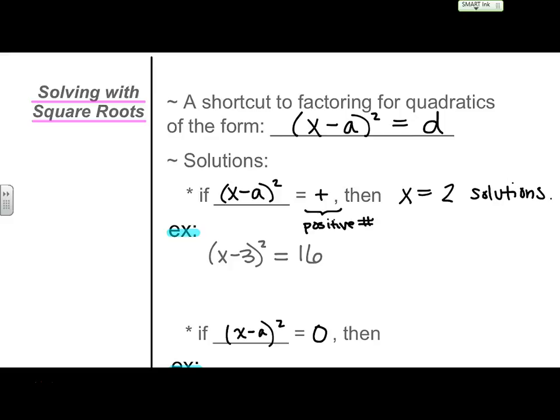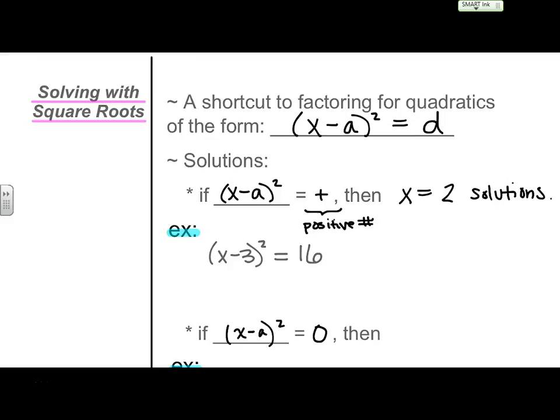Now, just looking at that, I say it's a positive 16, therefore how many answers do we have? I'm going to have 2 answers, just based on what's right there. I have a positive number, 16 is positive, I have 2 answers. Now, how do I get it? This is going to look a little bit harder. I have a squared equal to 16.